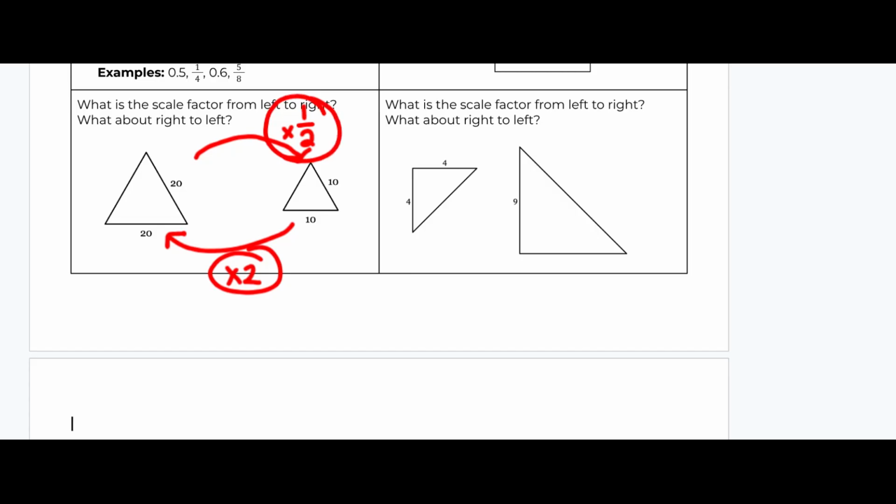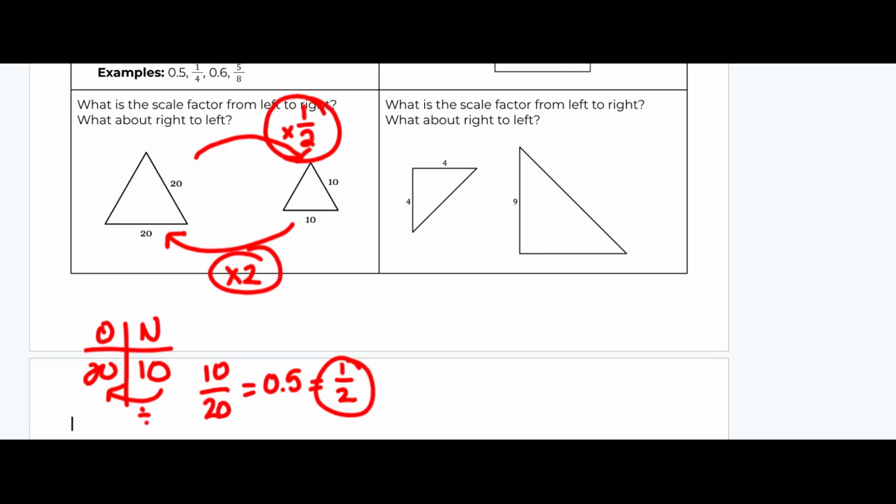And you could also divide backwards. If you know that your original is 20 and your new is 10, you can do 10 divided by 20. It's going to give you 0.5, which is the same thing as 1/2, okay? All right, same thing here, except this one would actually give you a very not pretty decimal, okay?